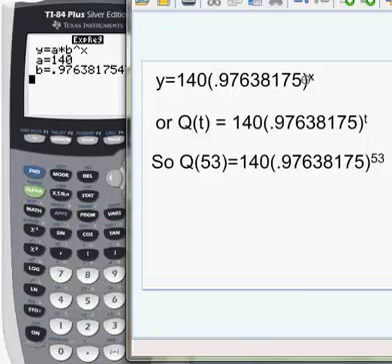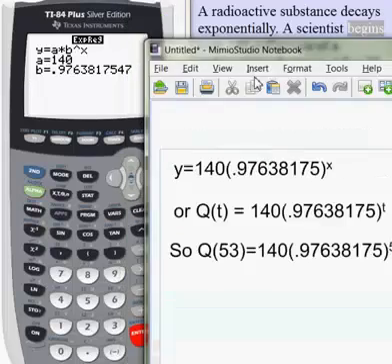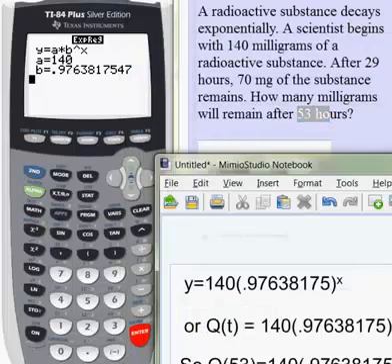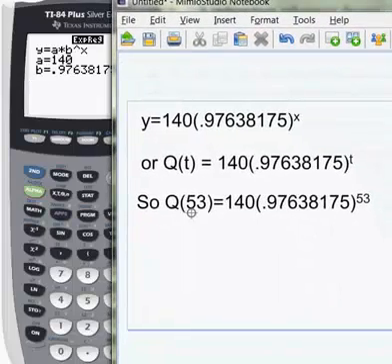To help remind me what the variables are, I replaced x with t because that's time, that's my input. Remember when we typed the data in, we typed the inputs into L1 and it was the time values. And my output is the quantity left over. Since the question said, what's the quantity after time equals 53 hours, right there, 53 hours, I'm going to plug in 53 for my input.